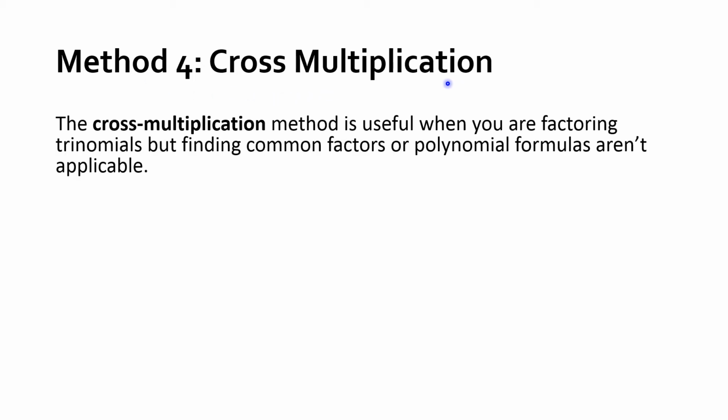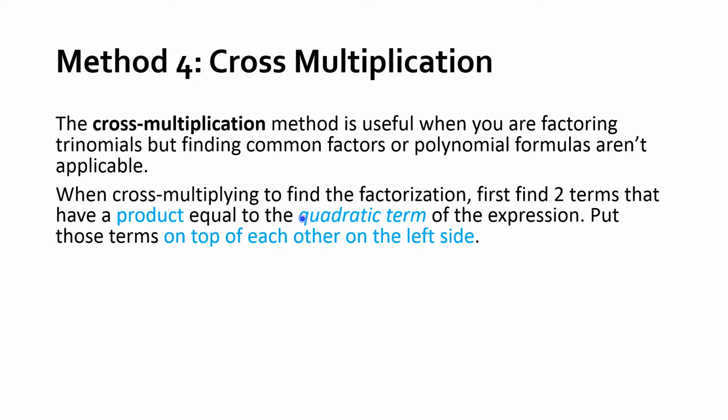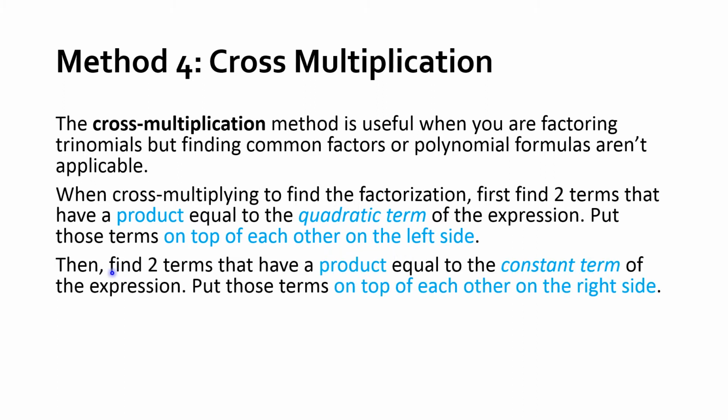Method 4, cross multiplication. The cross multiplication method is useful when you are factoring trinomials, but finding common factors or polynomial formulas aren't applicable. When cross multiplying to find the factorization, first find two terms that have a product equal to the quadratic term of the expression. Put those terms on top of each other on the left side. Then find two terms that have a product equal to the constant term of the expression. Put those terms on top of each other on the right side.